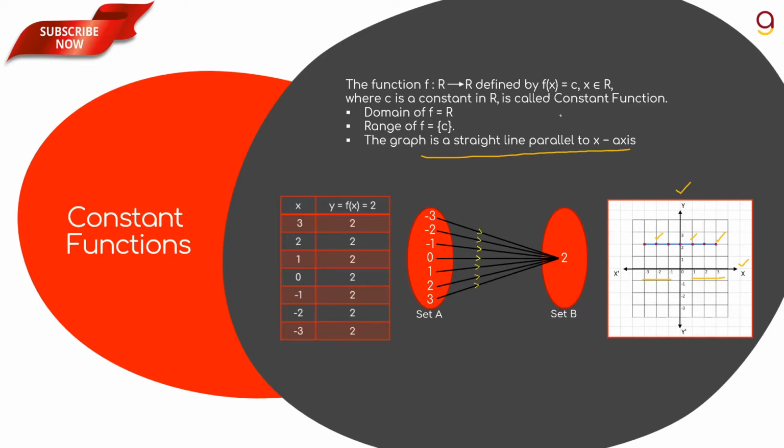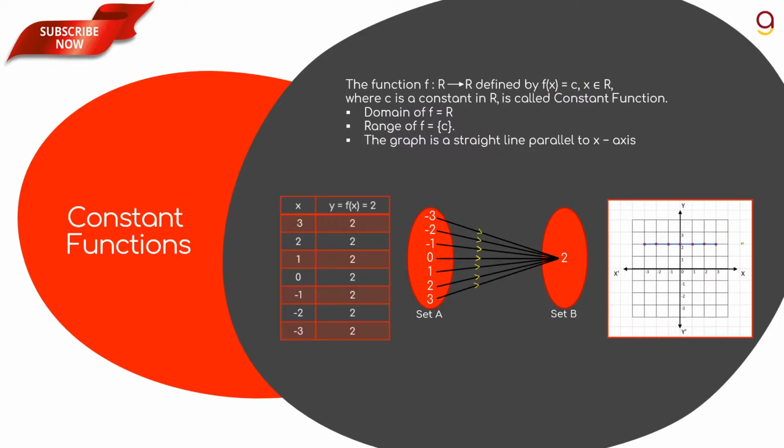So this is all about the constant function, a function f from R to R defined by f(x) = c, where x belongs to the real numbers and c is a constant. The domain of this function is the real numbers and the range is always a constant. Whatever may be the input, the output will always be a constant number. And the graph of this is a straight line parallel to the x-axis. This is all about the constant function.